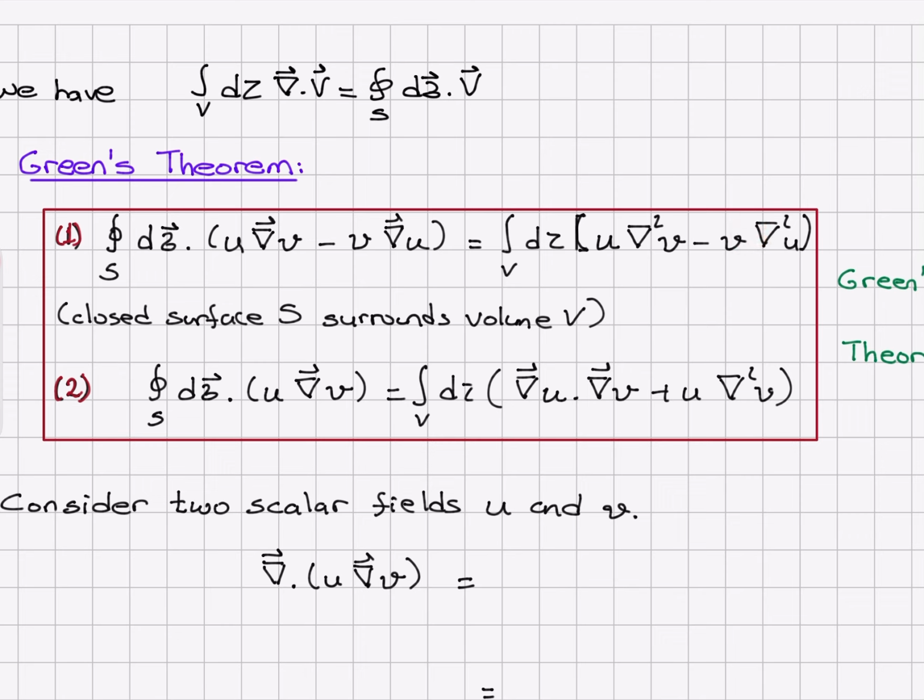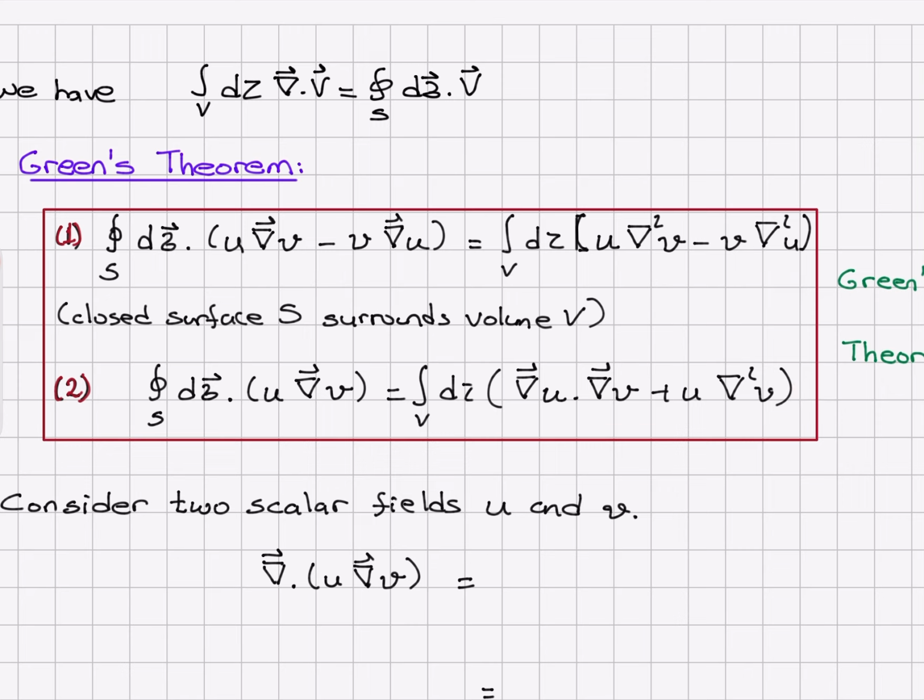The second form is for the closed surface integral dσ dot u gradient of v, which is equal to the volume integral dτ (gradient of u dot product with gradient of v plus u Laplacian ∇²v).